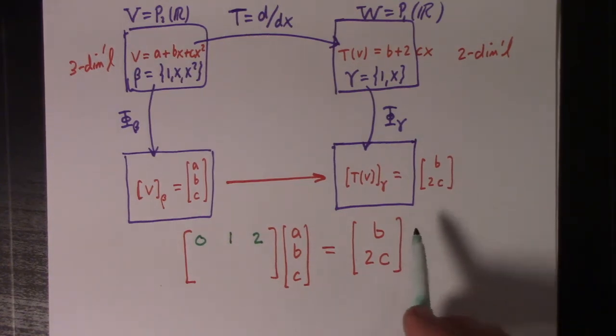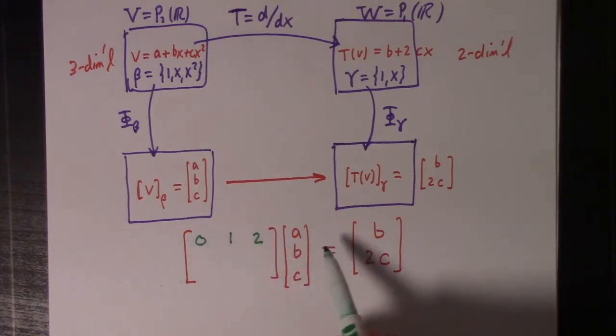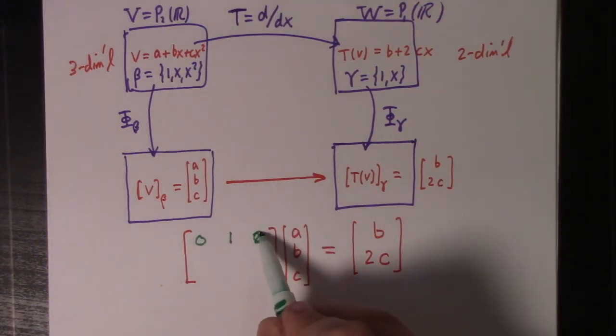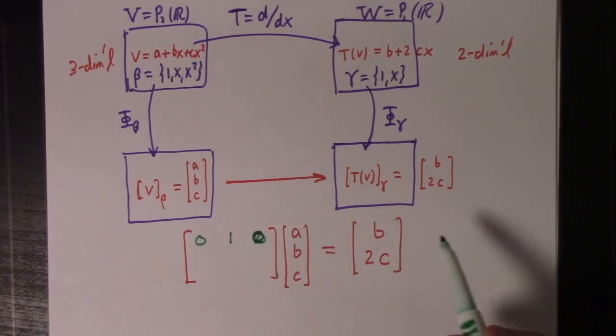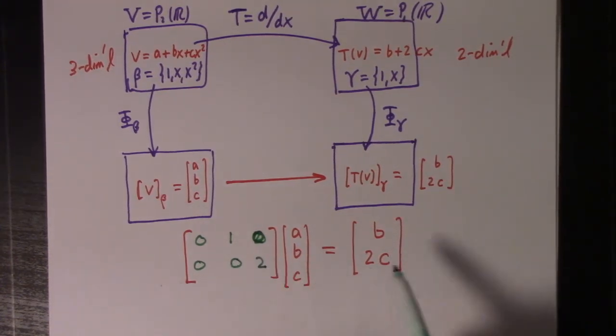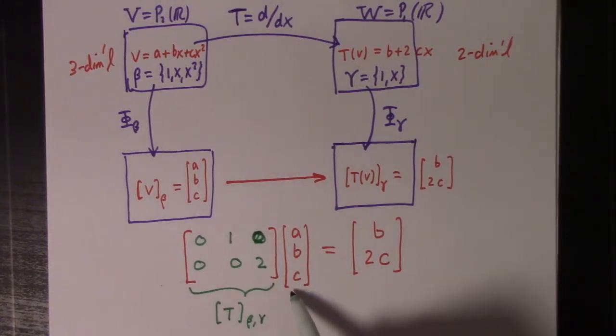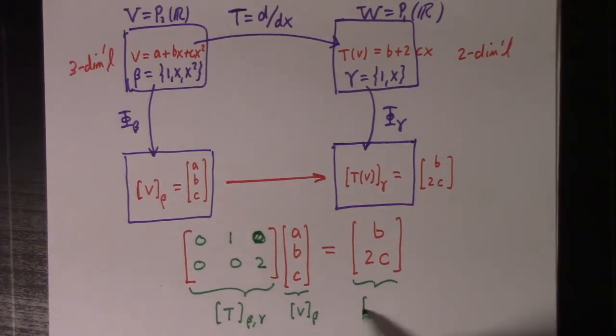Oh, I'm an idiot. To get b here, I just need 0, 1, what? I don't need 2 c's, I need 0 c's. Duh. And then to get 2c, I need 0, 0, 2. So there you go. That right there is the matrix of T with respect to the beta and gamma bases. This is V with respect to beta, and this over here is T of V with respect to gamma.